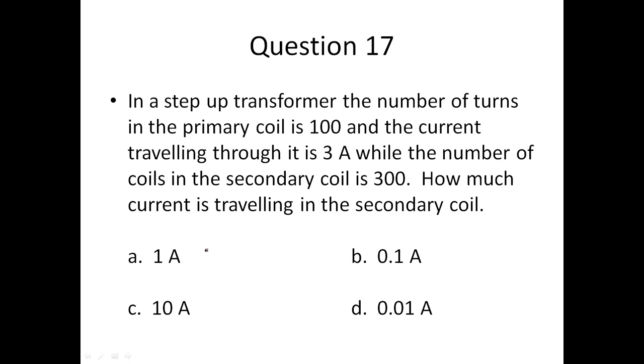Question 17. In a step-up transformer, the number of turns in the primary coil is 100, and the current traveling through it is 3 amps, while the number of coils in the secondary coil is 300. How much current is traveling in the secondary coil? A. 1 amp, B. 0.1 amps, C. 10 amps, or D. 0.01 amps.